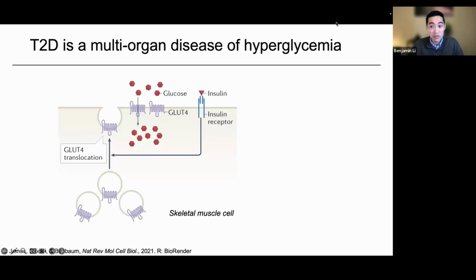So our lab focuses a lot on type 2 diabetes, or T2D, and T2D is really this multi-organ disease characterized by chronic hyperglycemia. In T2D, insulin is a principal stimulus, a hormone that stimulates glucose uptake by peripheral tissues, specifically skeletal muscle and adipose tissue. In this project, we'll mainly be focused on skeletal muscle.